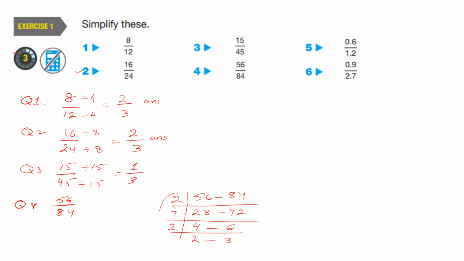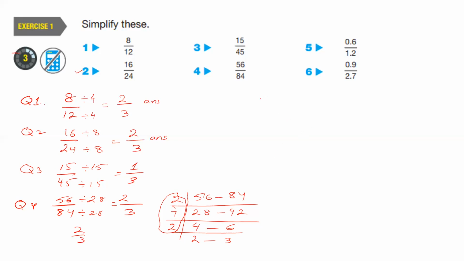Now we have a trick. When we multiply these numbers, 2 times 7 is 14, and 14 times 2 is 28. So we divide both numbers by 28. Instead of 56, we write 2, and in place of 84, when we divide 84 by 28, we get 3. So the highest common factor is 28, and our answer is 2 upon 3.